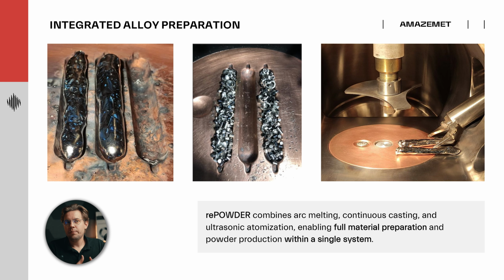Having a platform capable of arc melting, continuous casting, and atomization with ultrasounds of refractory and reactive materials, we can prepare ourselves a feedstock or new alloy within the very same setup. It is not required to precast a long bar with vacuum induction melters like it's necessary in EIGA processing.